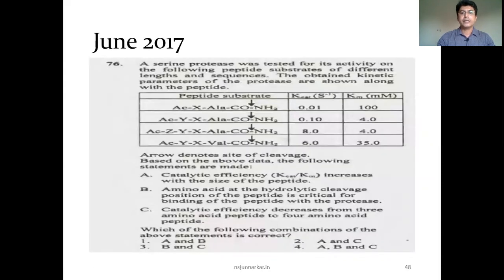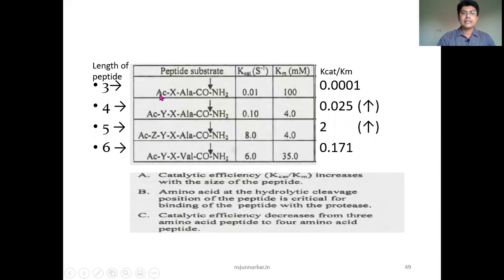Next one, here the peptides are given and the kcat and Km value are shown. Now from this, what you have to do is just count the number of amino acids that are present and calculate the kcat/Km value. So here you can see these peptides have 3 amino acids, these are 4 amino acids long, this is 5 amino acids long, and so on. When you calculate kcat/Km, you will get this, and from this you can get the idea that the kcat/Km value is increasing as the peptide size is also increasing.